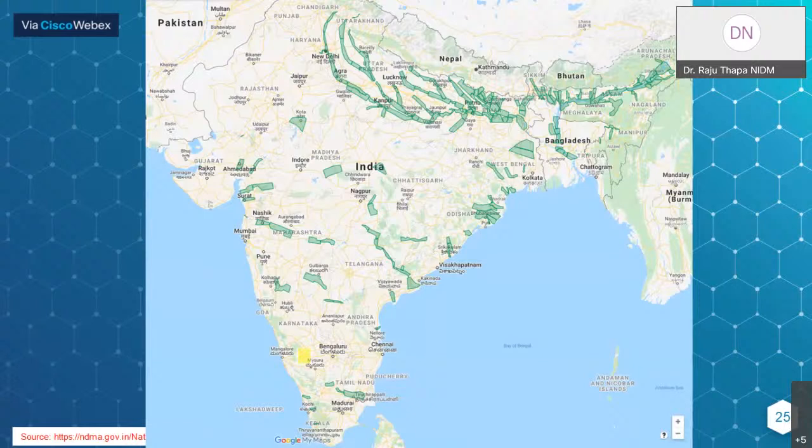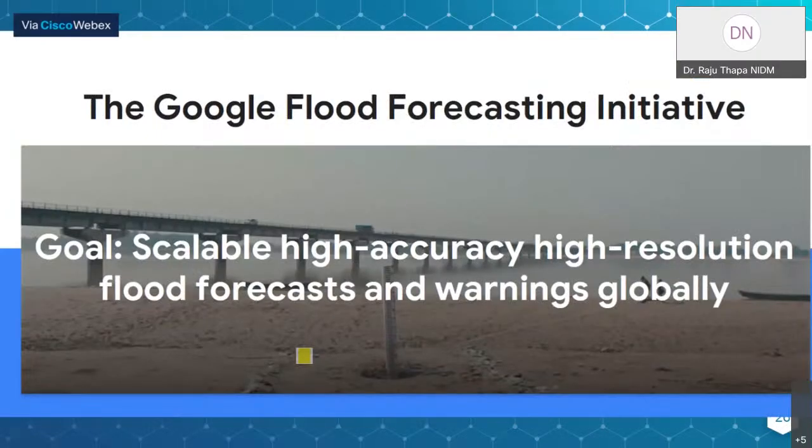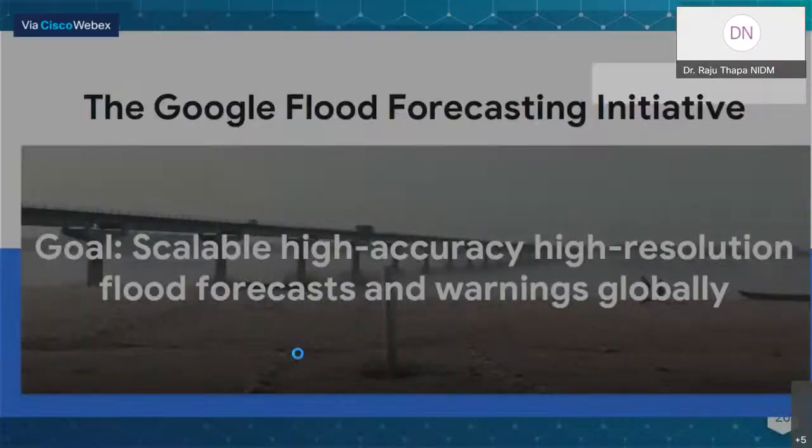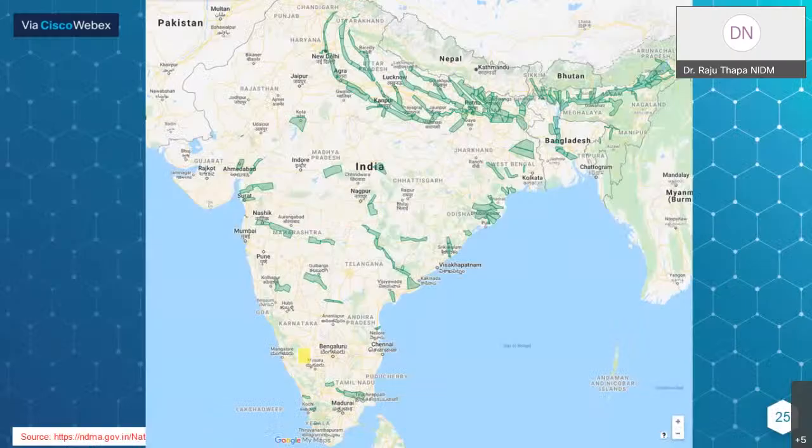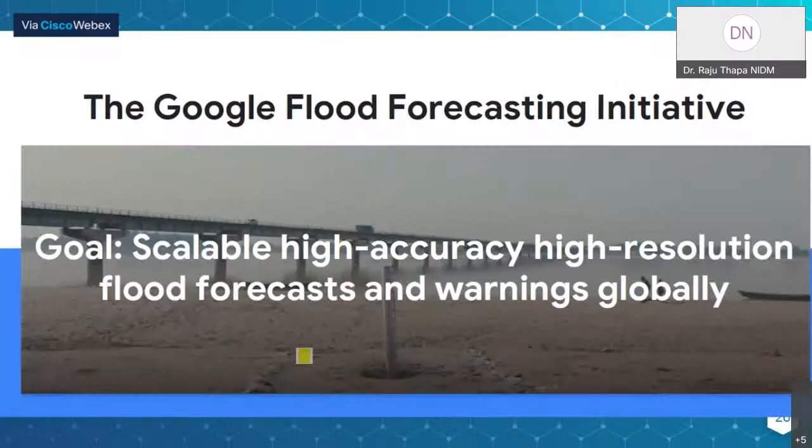For that it is very easy. You just have to go to Google and type flood forecasting on your mobile, and it will directly give you the forecast. That is an initiative carried out by Google and the Central Water Commission, our nodal agency for floods. This picture represents the coverage area of their current operational flood forecasting system. In addition to expanding in India, they are also planning to work with the Bangladesh Water Development Board to bring warnings and services to Bangladesh.